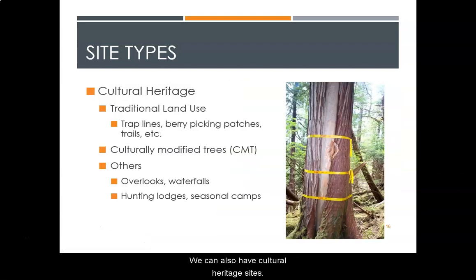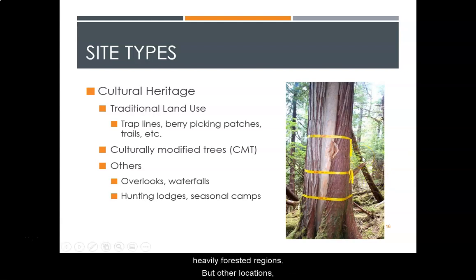We can also have cultural heritage sites. These include things like traditional land use locations like trap lines and berry picking patches, pack trails, etc. Culturally modified trees are very commonly found throughout northern Alberta and British Columbia. This is where usually the bark of the tree has been stripped away, and people in the past used this for wayfinding measures, basically signposts through heavily forested regions.